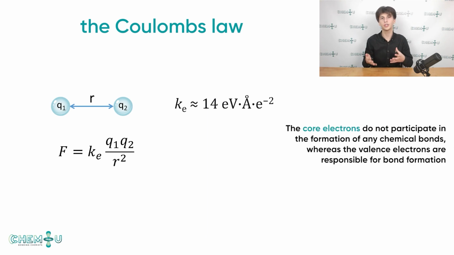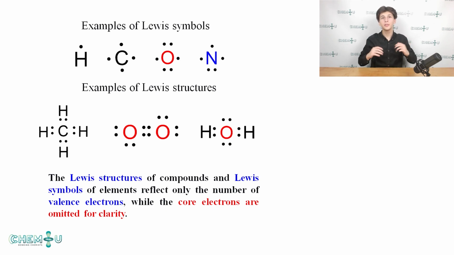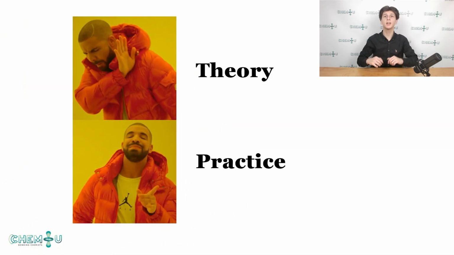That's why the core electrons do not participate in the formation of any chemical bonds, whereas the valence electrons are responsible for bond formation. In other words, the valence electrons define the chemical properties of elements. The Lewis structures of compounds and Lewis symbols of elements reflect only the number of valence electrons, while the core electrons are omitted for clarity. Well, it's enough theory, let's run to the practice.